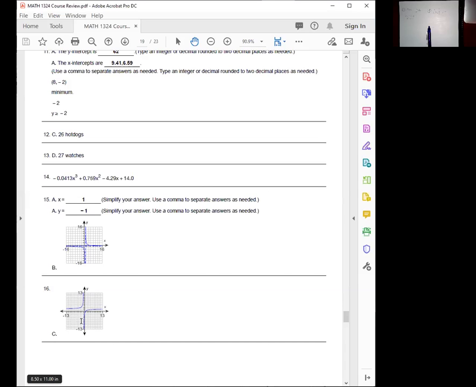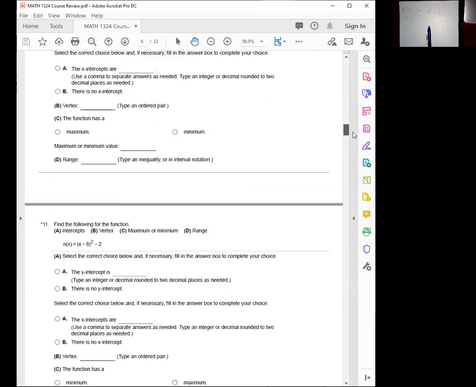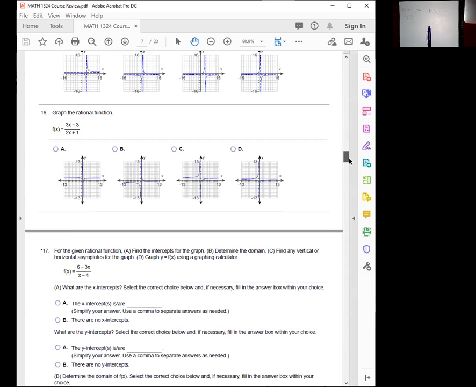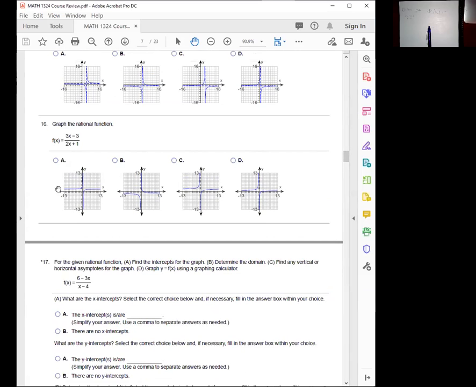Oh, I'm sorry. I was talking about horizontal, not vertical. So it would have to be a horizontal asymptote of 3 halves. So B is wrong for sure, and it has to be A, C, or D. But of course, I would just graph this and pick the right option.